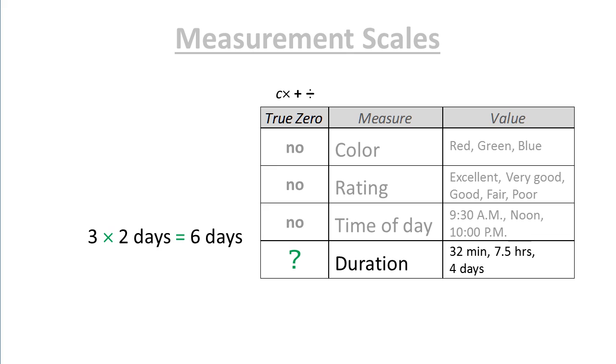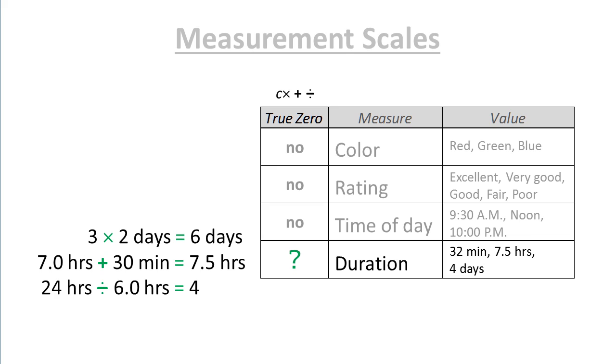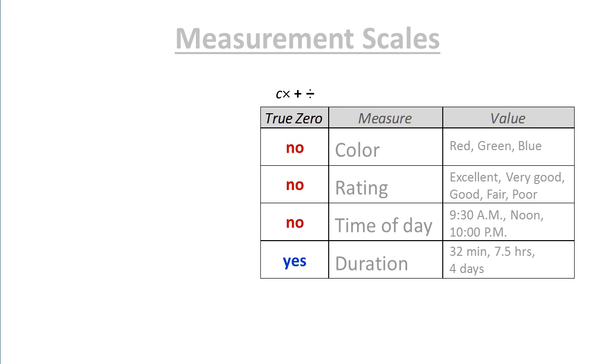Next is duration. What is 3 times 2 days? 6 days. What is 30 minutes more than 7 hours? 7.5 hours. And what is the ratio between 24 hours and 6 hours? The answer is 4. These questions have unambiguous answers because duration does have a true zero. In our example, only duration had a true zero.